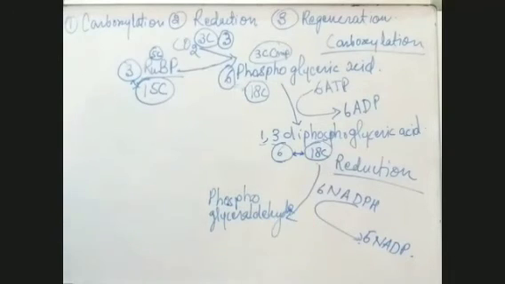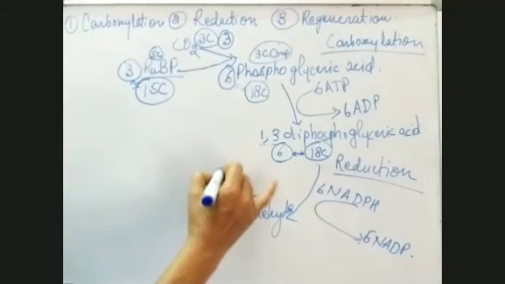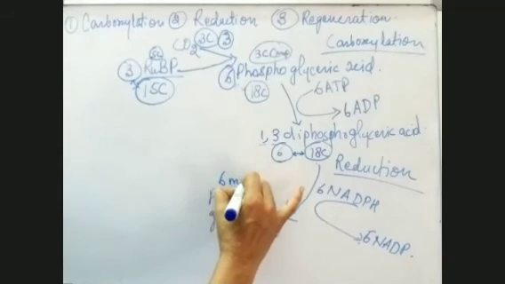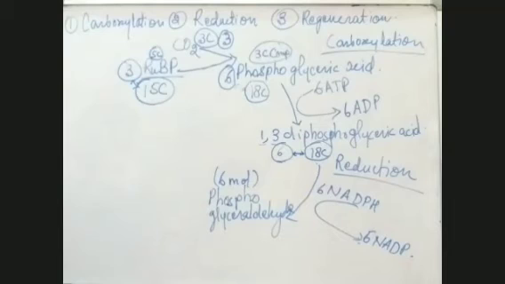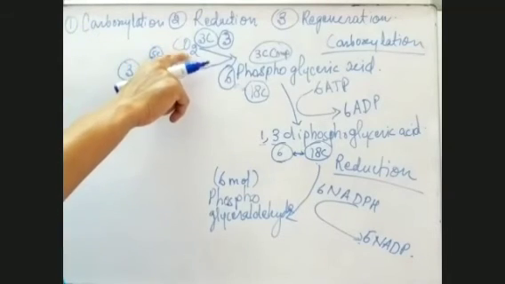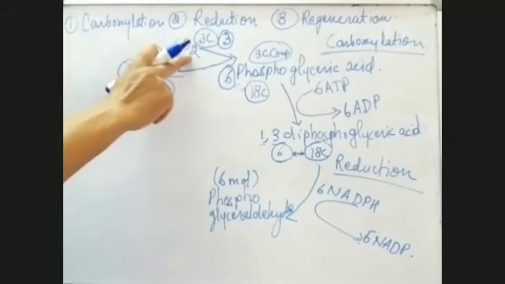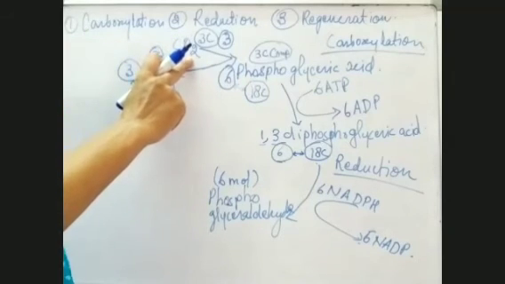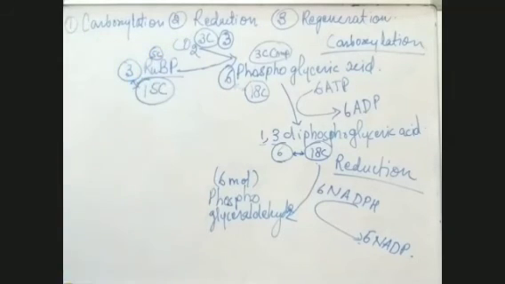Phosphoglyceraldehyde is formed. Now, how many molecules of this are formed? 6 molecules. 6 molecules of this are formed because we have started with 3 carbons. That means 3 molecules of carbon dioxide. When 3 molecules of carbon dioxide are taken, 6 molecules of phosphoglyceraldehyde are formed.